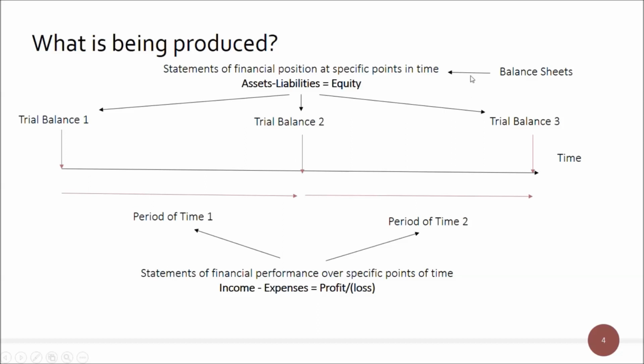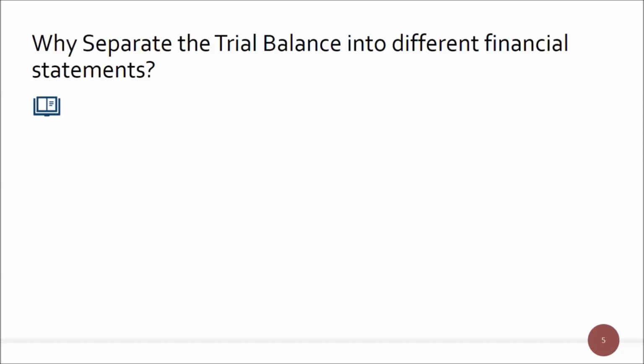So these are balance sheets at the top, statements of financial position at specific points in time. And these are profit and loss accounts, statements of financial performance over specific points of time. So why are we separating then? Let's just get our first aim out of the way.